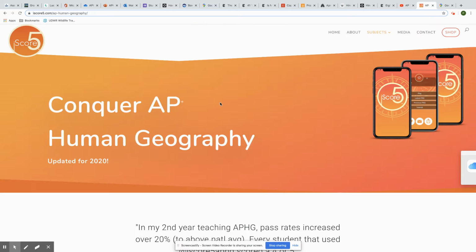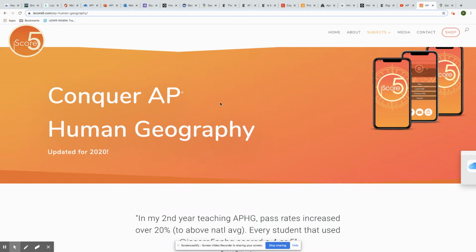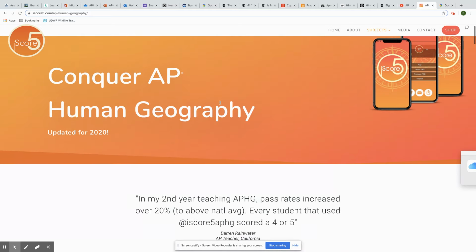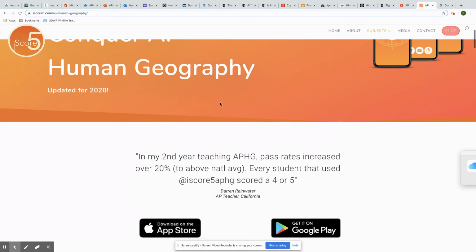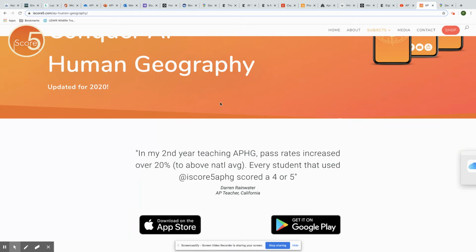iScore 5, here's their website. Of course, you'll need to check it out online in the app stores, but excellent. Does cost a few dollars, but highly encourage you to check it out and use it.